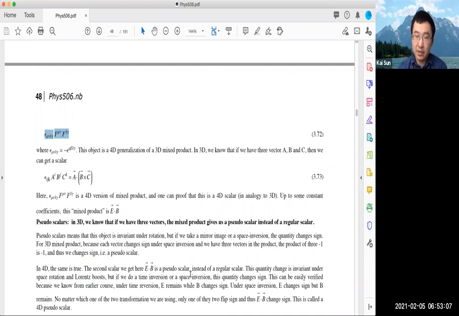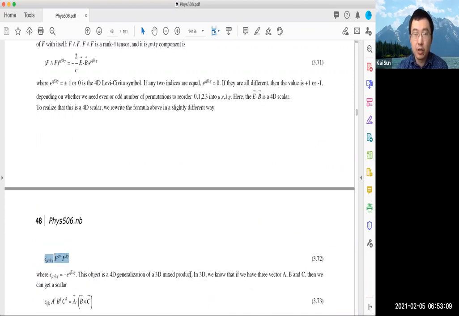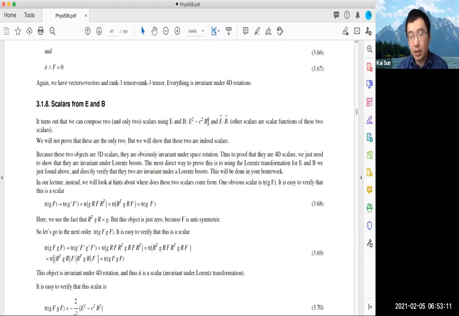That's called a 4D pseudoscalar. So E dot B is a 4D pseudoscalar, whereas E square minus B square is a 4D regular scalar. E square minus B square does not change sign under space inversion or under time reversal transformation. E dot B is a pseudoscalar. It changes sign under space inversion or time reversal transformation.